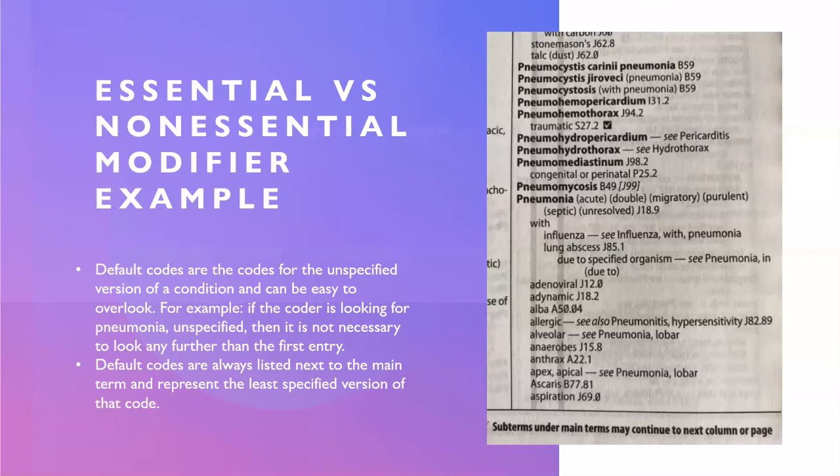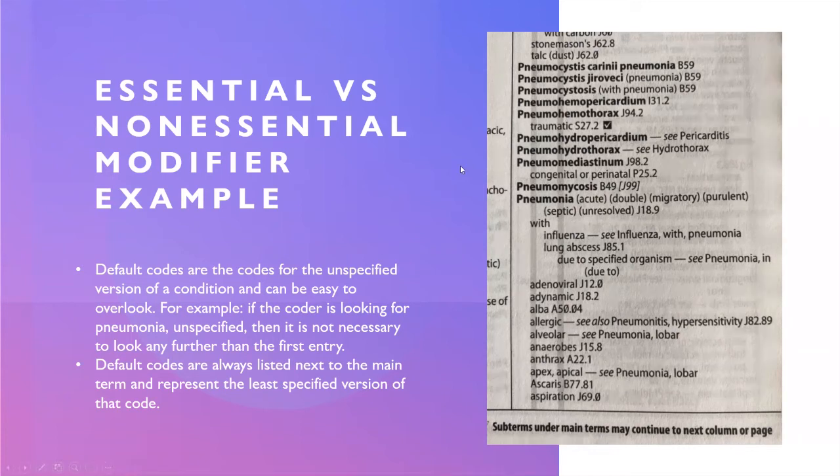So on this example, you can see pneumonia. It is about halfway down the page, and this is taken from the ICD-10-CM codebook. In parentheses next to pneumonia, you'll see acute, double, migratory, purulent, septic, and unresolved. These are non-essential modifiers. So what that means is the provider could document acute pneumonia, double pneumonia, purulent, unresolved pneumonia, any of the above, and they're all going to be that same code, J18.9. The provider stating any of those words in those parentheses does not change the code selection.